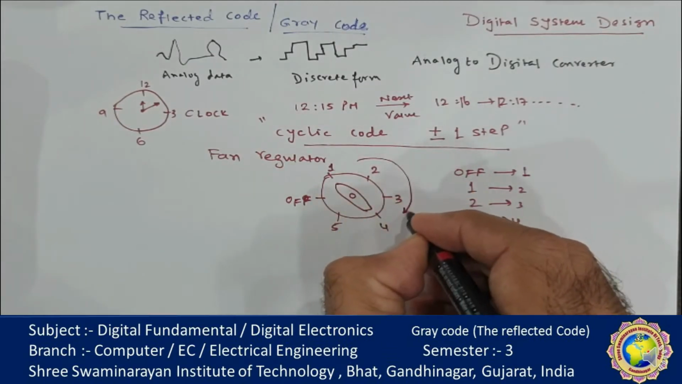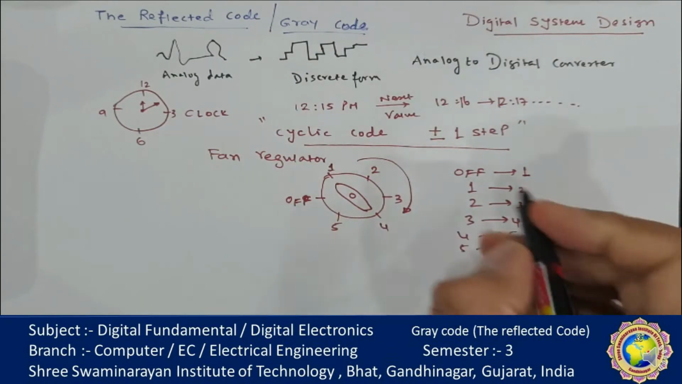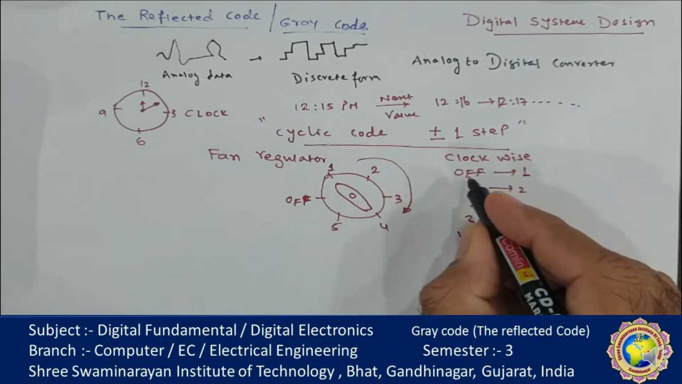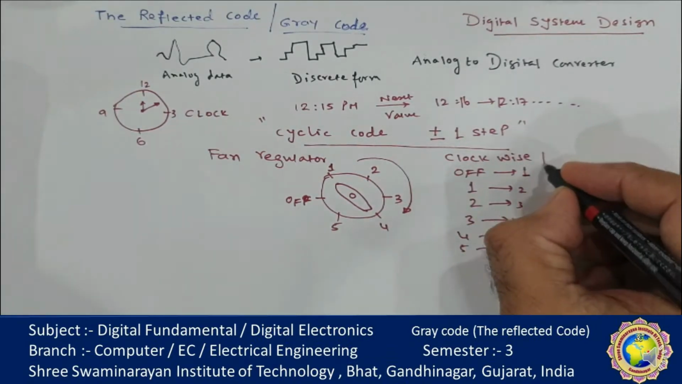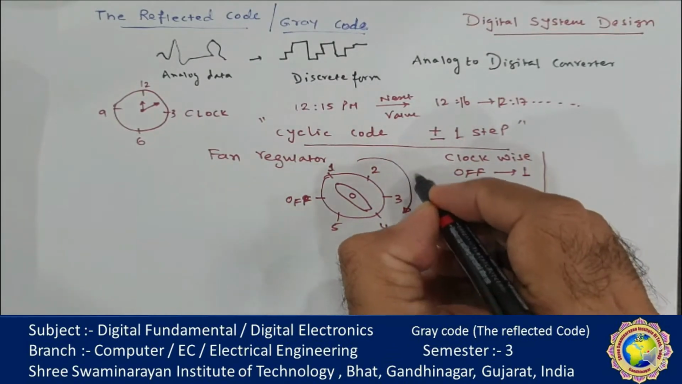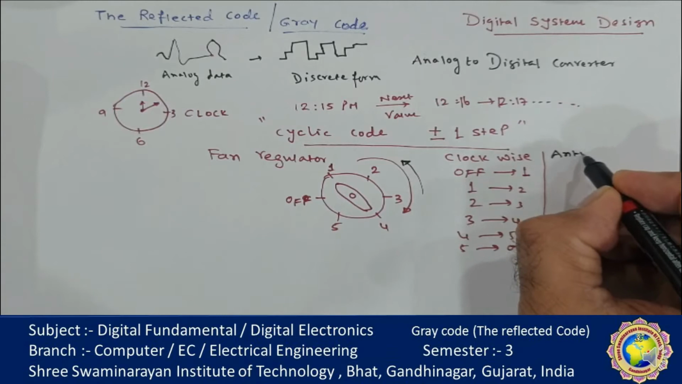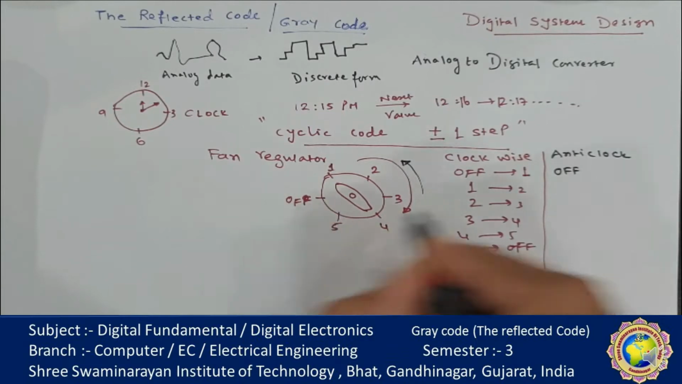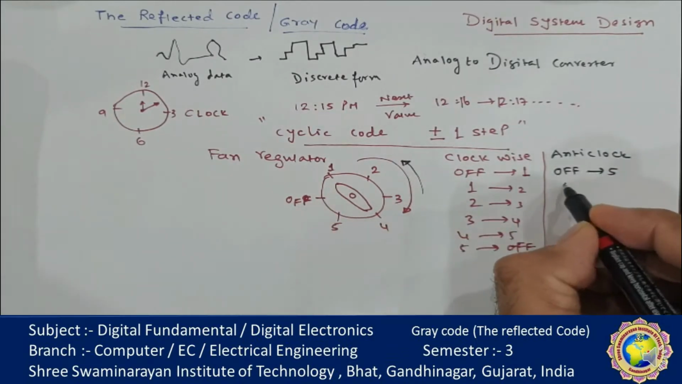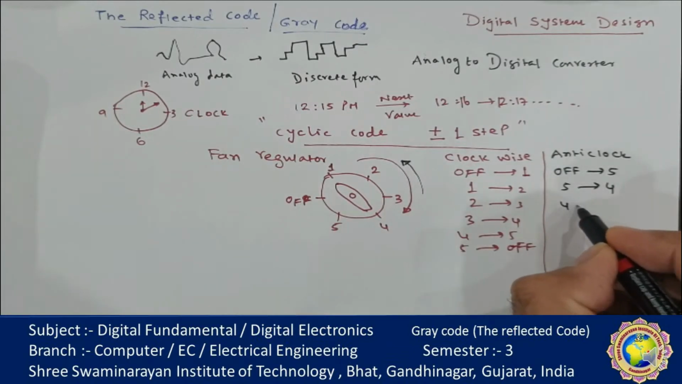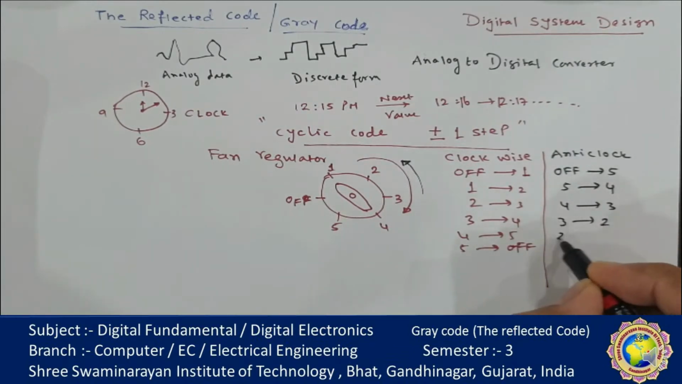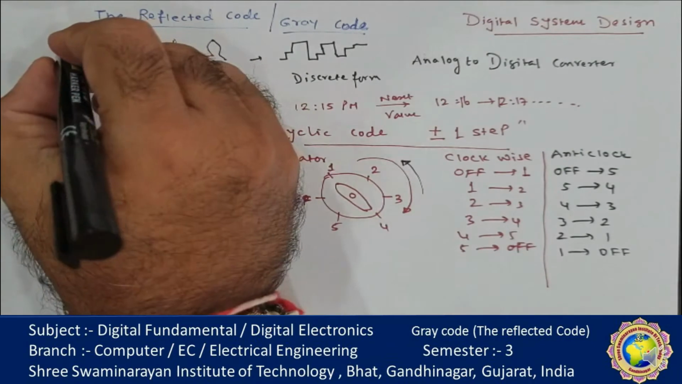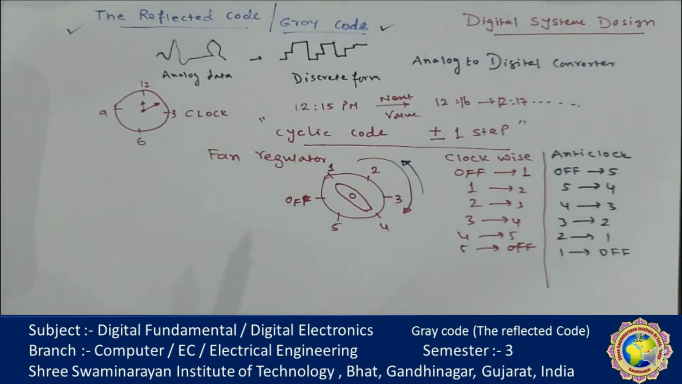Means in which order is it? It is incremented by 1. So it is clockwise. Clockwise only this combination is possible, while in anti-clockwise, suppose my present value is off, the anti-clockwise is 5. If it is 5, the next value is 4, 4 to 3, 3 to 2, 2 to 1, and 1 to off. At that time, the reflected or Gray code is helpful instead of binary.